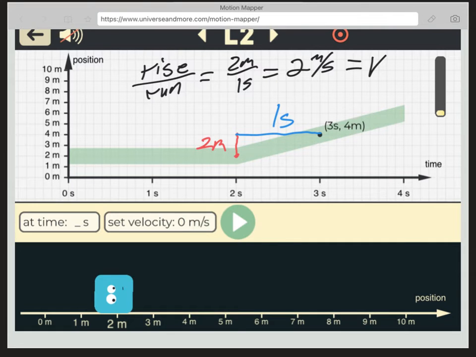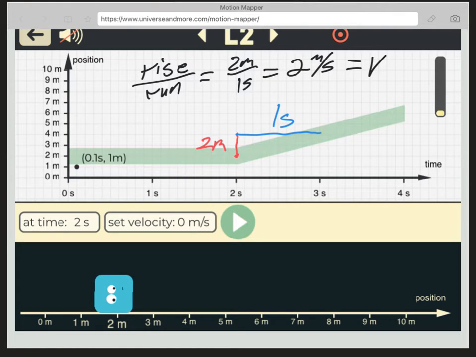Now, since we know the velocity starting at 2 seconds, we can start to put that in. First, I'm going to go here at time. What time did this velocity start? The velocity started at 2 seconds. So I'm going to click on that, and it allows me to pick 2 seconds. Okay? What velocity does it need to go? Well, we already calculated that it needs to go at 2 meters per second, starting at that 2 seconds. So over here, I'm going to put it at 2 meters per second. So there's my 2 meters per second.